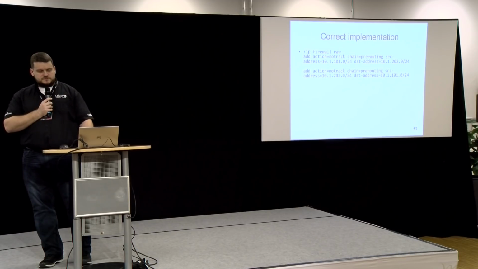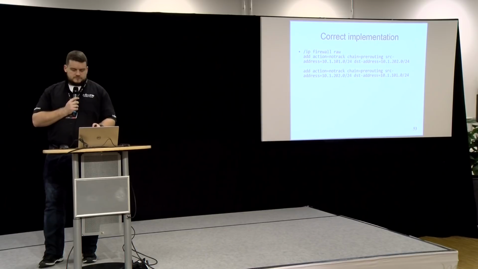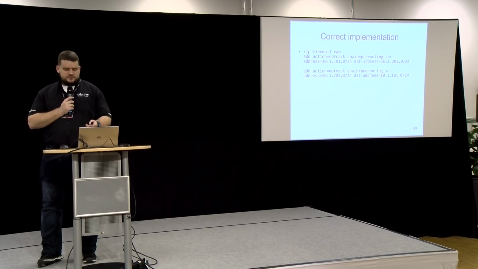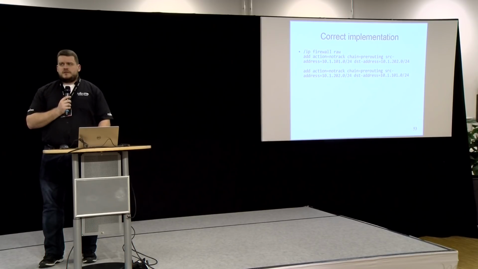So the solution is just to have two simple raw rules that accept this traffic in a row before we send it to the IP security for encryption or decryption. We actually played with the idea to add these rules automatically, and I'm not sure if they are already added automatically in the RC version or not. I need to double check that.